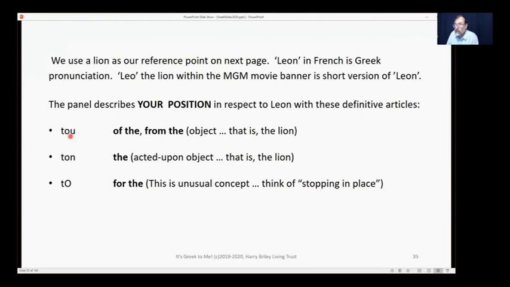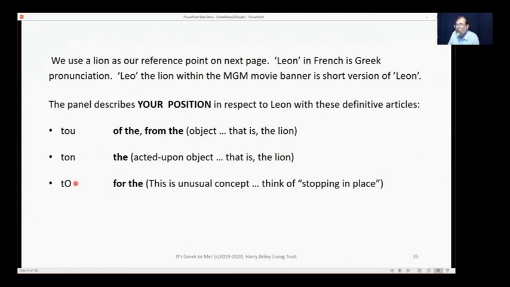So to, which you will see a lot of, means of the lion. Ton means the lion. But in this case, it's the acted upon object. So I'm doing something to the lion. And then toe is not used that often, but it's the sense that I'm doing something for the lion. It's more of a stopping in place. It's got a weird concept here. You'll mostly see to and ton. Almost every sentence has an OU word in it somewhere. And then ton.